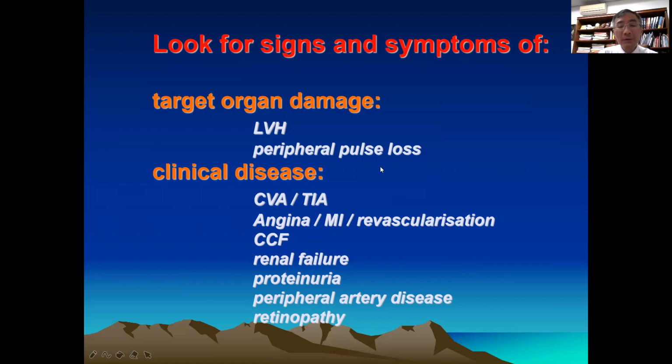You feel the peripheral pulses, dorsalis pedis and posterior tibial at the feet. You feel the radial pulses at the hand to see if they are lost. Because if the peripheral pulses are lost, it suggests peripheral arterial disease. And you look for whether there is evidence for a previous stroke. You ask about a previous transient ischemic attack. You ask about angina. You ask about myocardial infarction. And you look for evidence of previous revascularization from the history or from a chest sternotomy scar in the patient.